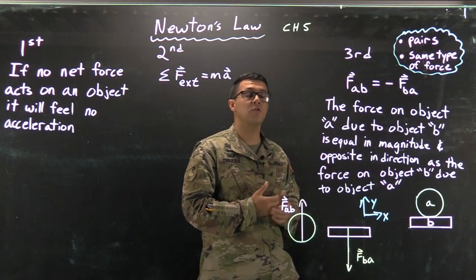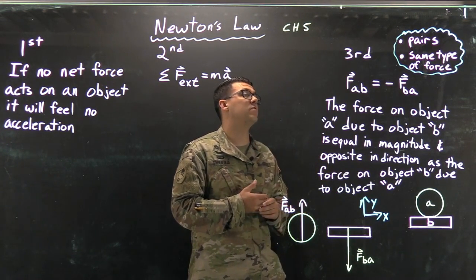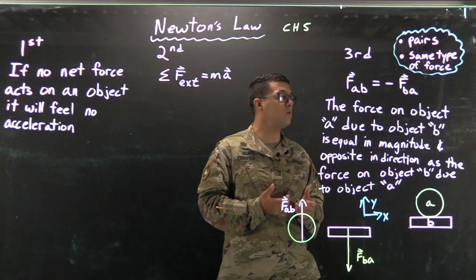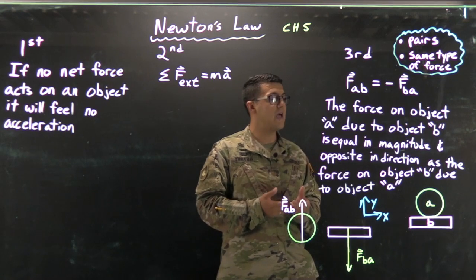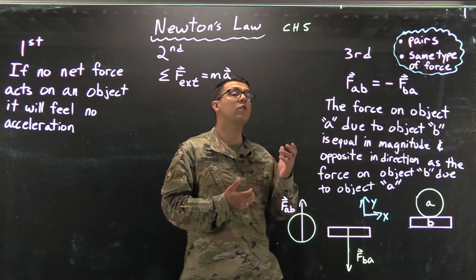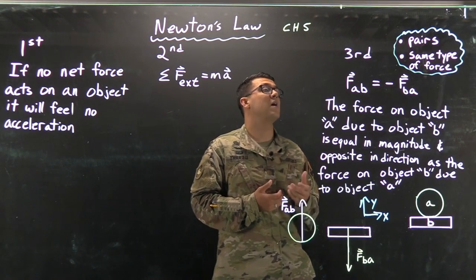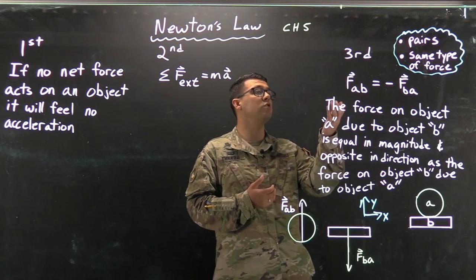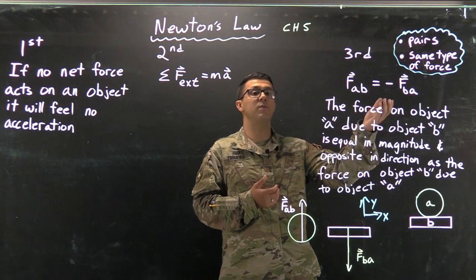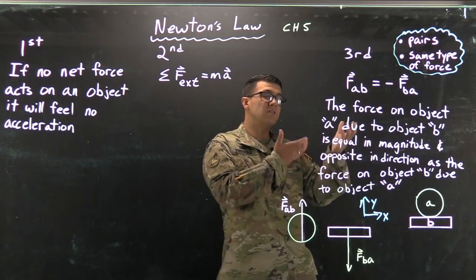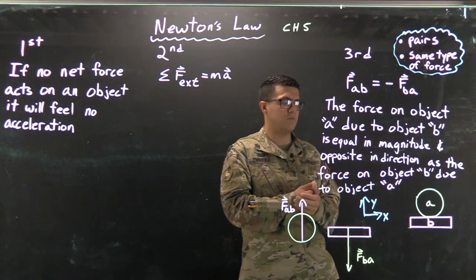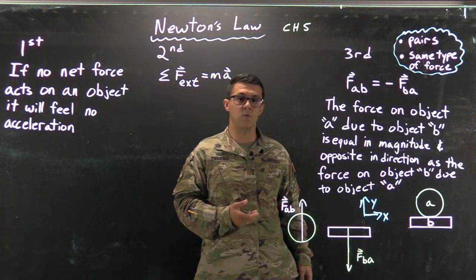Now, let's go to our third law. The third law states that the force on object A due to object B is equal in magnitude and opposite in direction as the force on object B due to object A. So when I look at a third law, I see the equation tells me the force on A due to B is equal to the negative force of B due to A. So that one doesn't really tell us much, but let's break it down and think about what we're saying here. The first thing I want to do is show you an example.